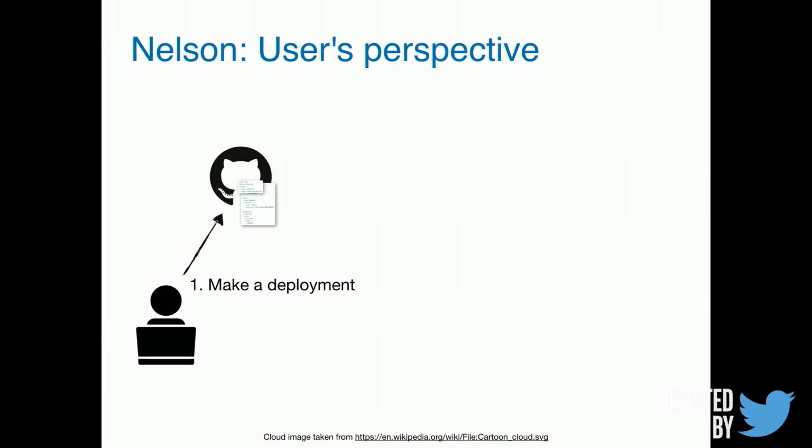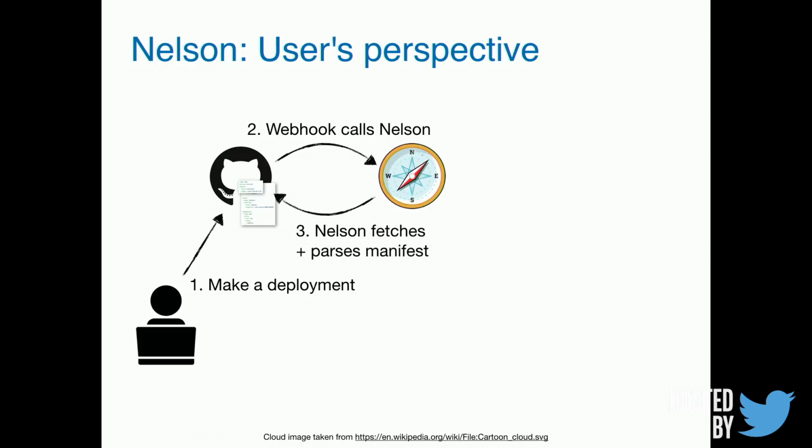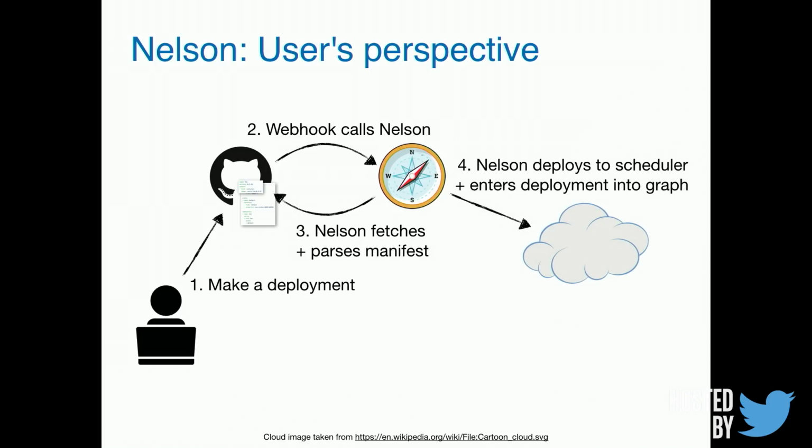So a deployment is made. It can be done manually, and you can attach a deployable file yourself, or we provide a tool called Slipway that gives an easy command line interface for you to do it. You could also do it in CI if you want to do continuous deployment, for instance. But once the deployment is made, the webhook is going to call Nelson. Nelson is going to, based on the contents in the webhook, go back to the repo and fetch the manifest and the deployable files, parse them, and figure out what, where, and how to deploy it. And then from there, it's going to deploy to a scheduler and execute the deployment into its graph. And that's job done from the user's perspective.